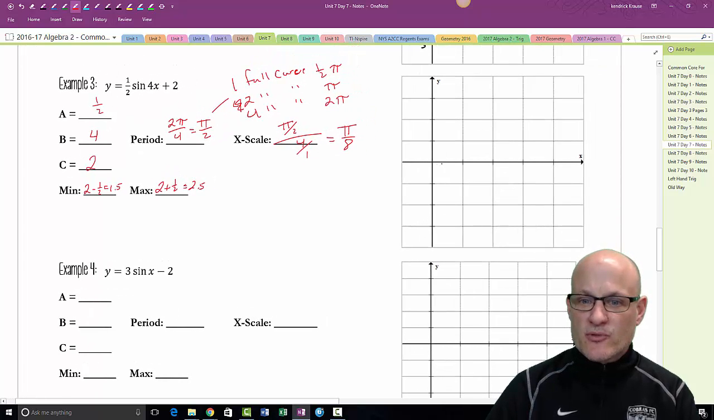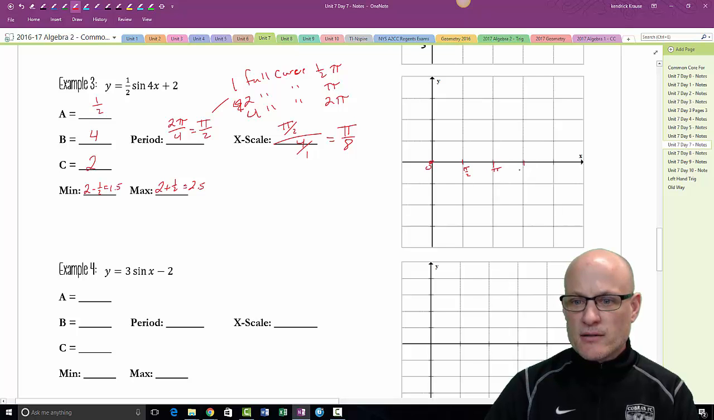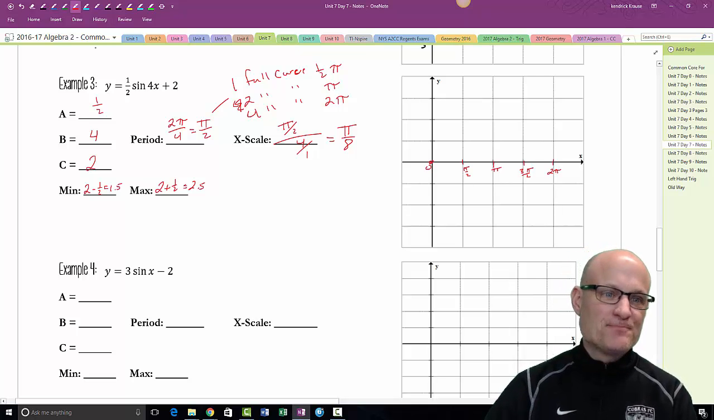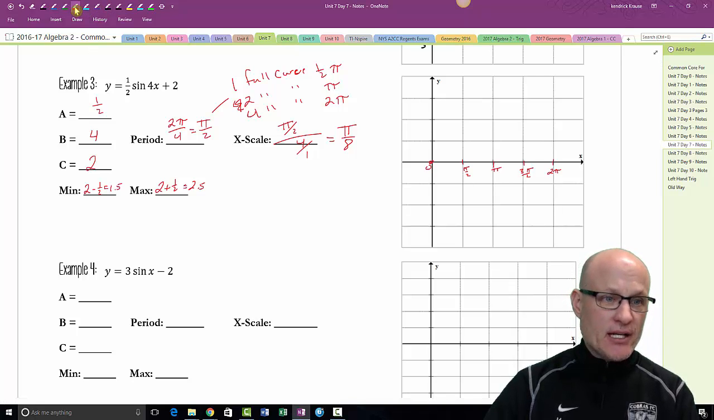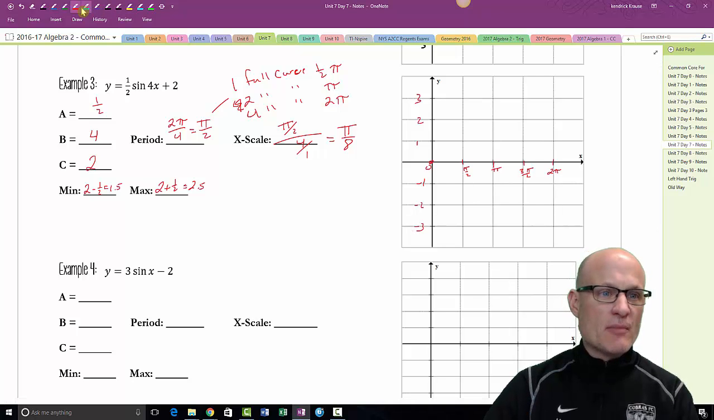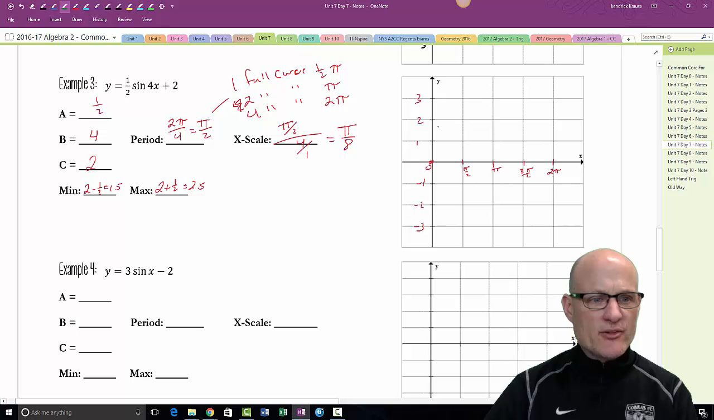All right, we need some stuff on here. So 0, pi over 2, pi, 3 pi over 2, and 2 pi. So I'm going to graph it over 2 pi. This is going to get crazy. Oh, and I need 1, 2, 3, -1, -2, -3. So let me draw in my midline. I'll do it in green. My midline is 2.